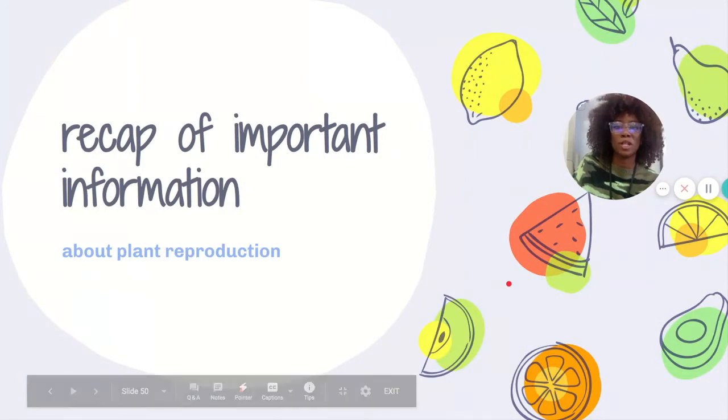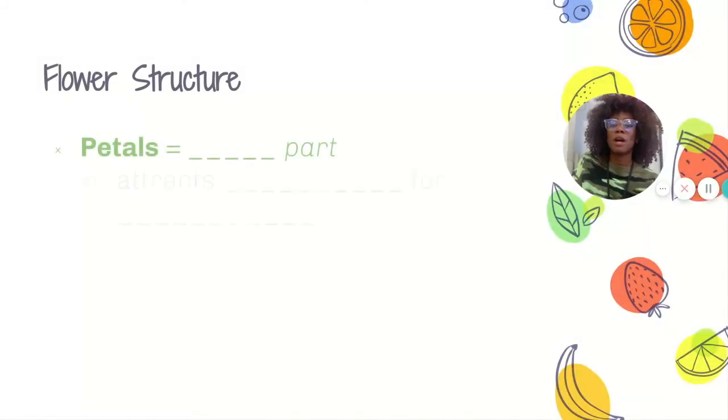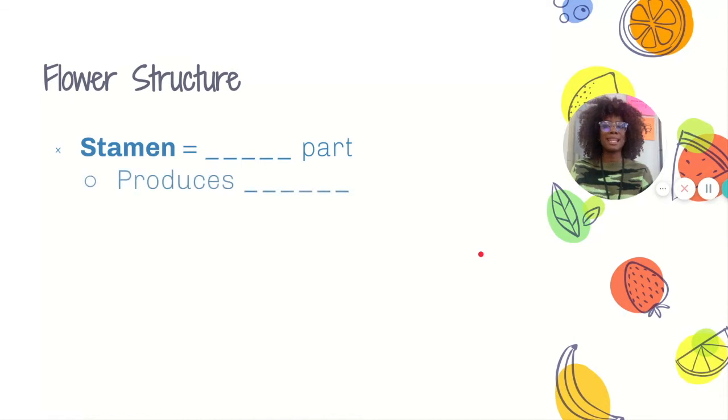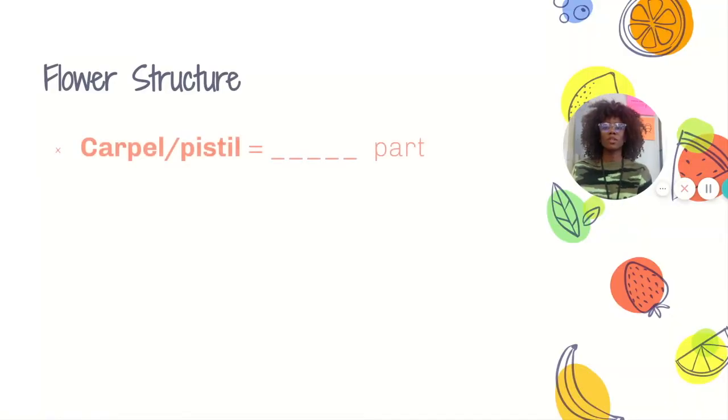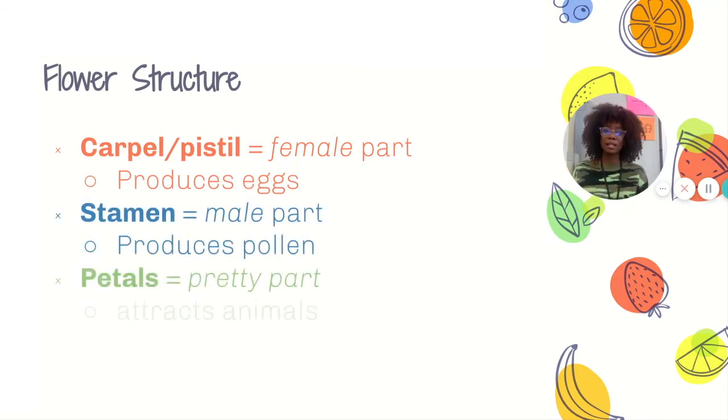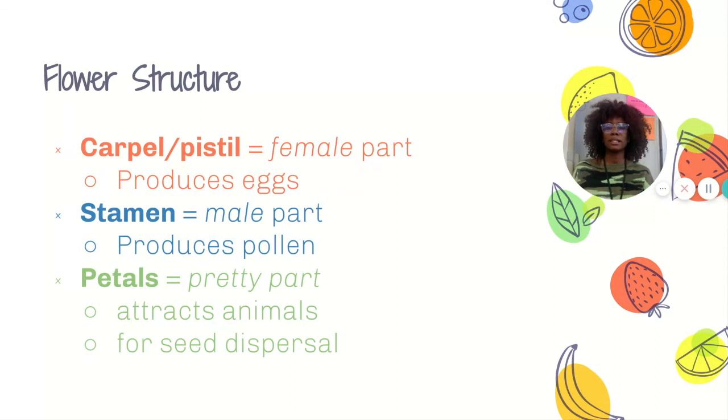Let's recap some important information about plant reproduction. So the flower structure. The petals, what is their job? What about the stamen? What is their job? The carpel and pistil. Right, so the carpel and pistil is going to be the female part. It's going to produce eggs. The male part is the stamen. It produces pollen. The petals are the pretty part that attracts animals, and it attracts animals for seed dispersal.